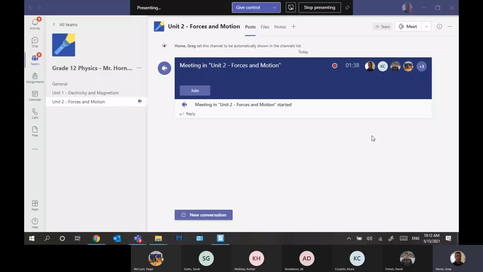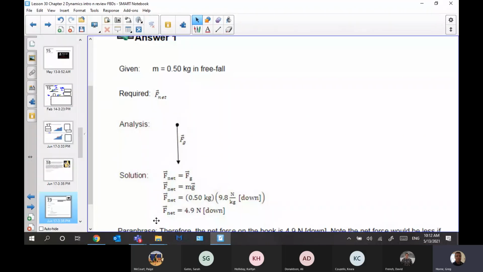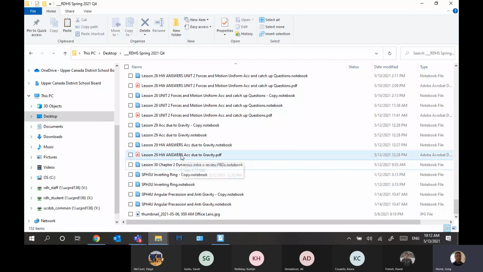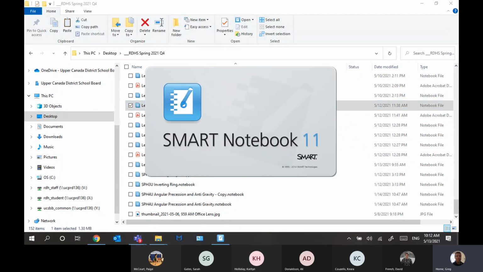Share screen. All that good stuff. So we need a different lesson than that one. We need the rest of that one from yesterday. Unit 2. Courses. Motion.